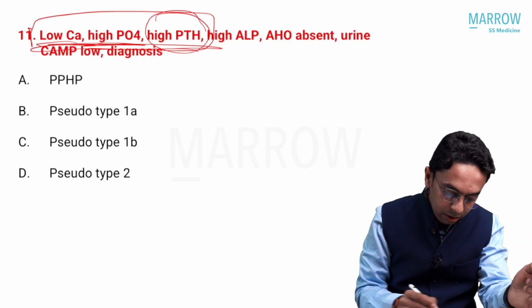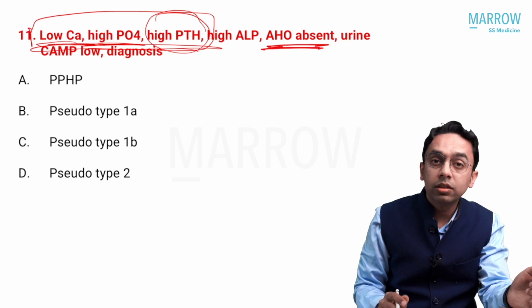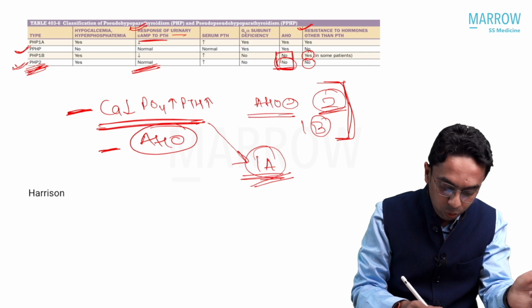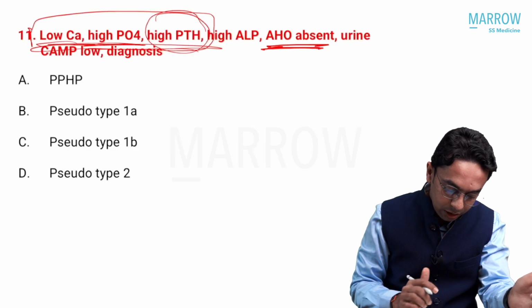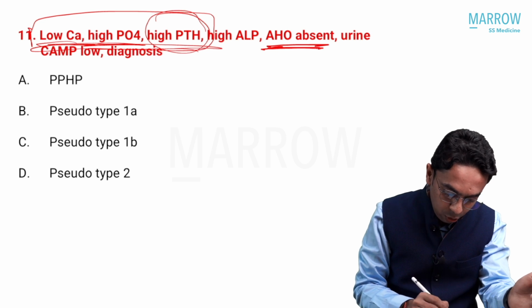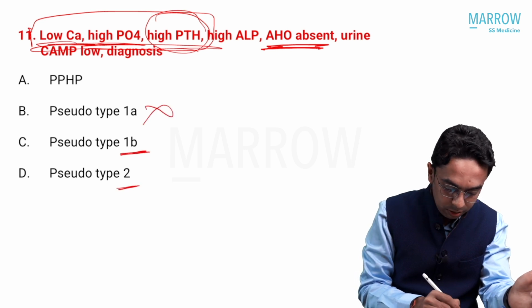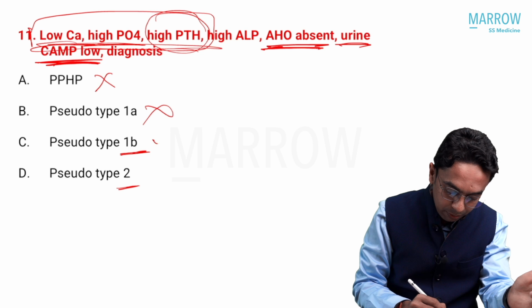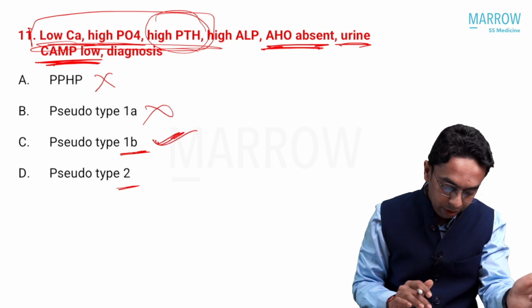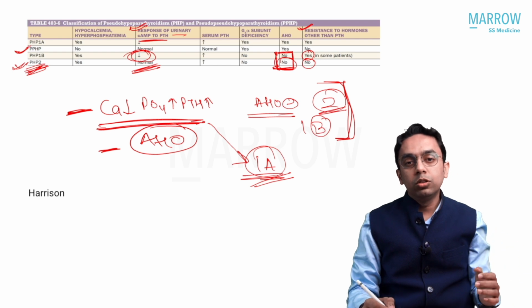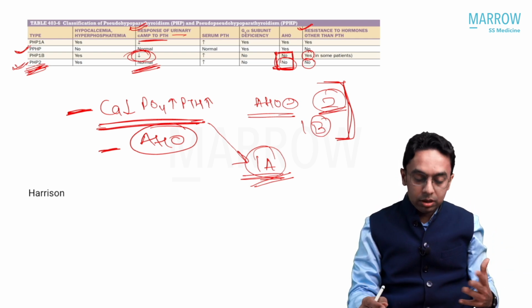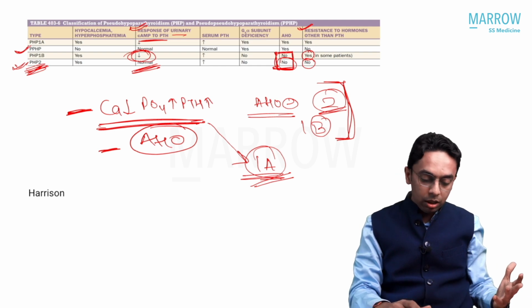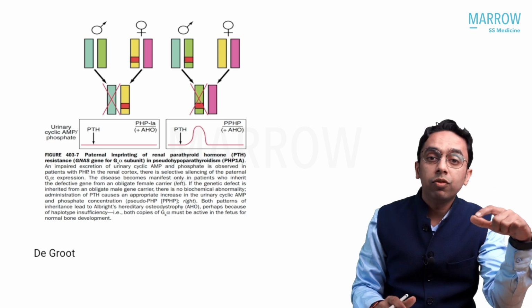So we have here AHO absent. AHO absent is 1B or 2. That is what the chart says. So 1B or 2. We have ruled out the others. Now urine cAMP low means we are dealing with 1B here. Okay, so this is how you have to remember. This is really tough, especially when you are answering the question in such a short time. It becomes really confusing.